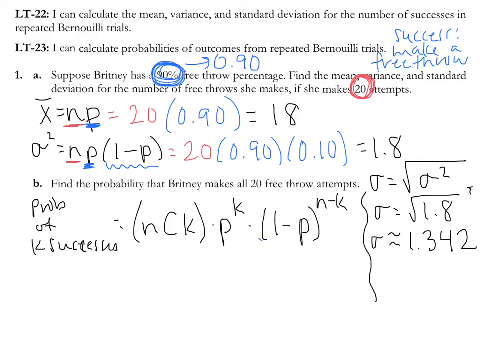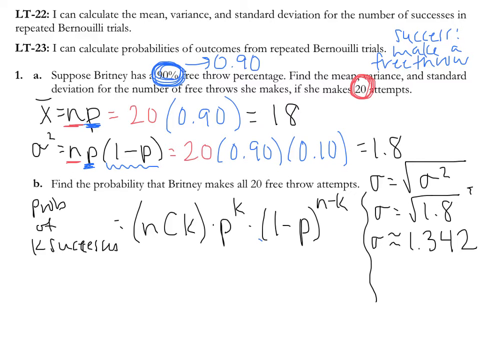This number in front is the number of different ways that out of n things you can pick k of them. So if this problem was saying we want Brittany to make 10 of her free throw attempts, it's asking, well, how many different ways could we pick 10 of the 20 free throw attempts to be the successes? So for example, maybe she makes the first 10 and misses the last 10. Maybe she makes the first 5, misses 10, then makes the last 5. So like, how many different ways are there of actually getting the number of successes that you want? So that's the idea behind this formula.